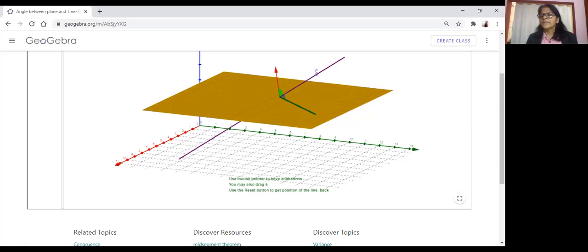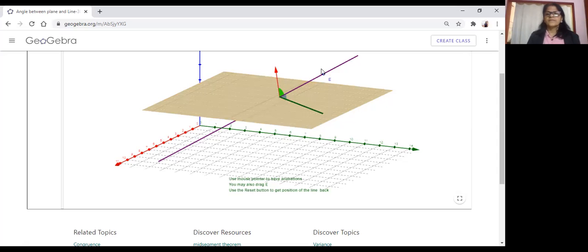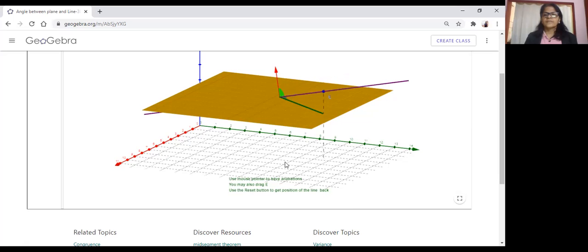Just one moment. I can move this line in various directions, but I just want to show you when it is perpendicular. So here you see, the line is now perpendicular to the plane.